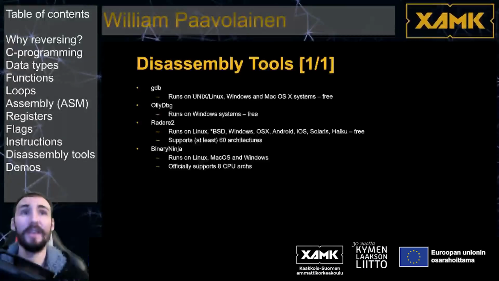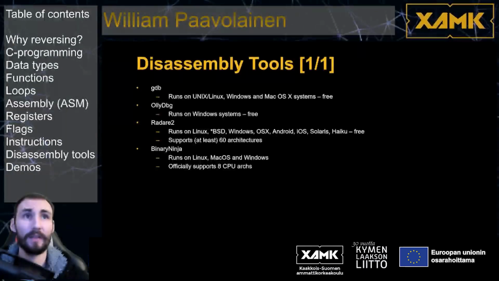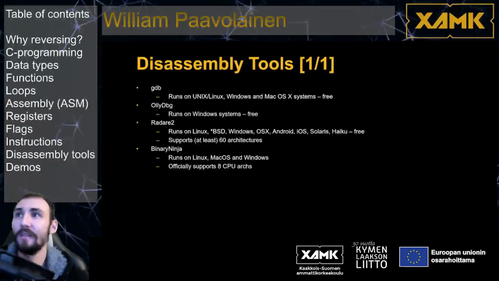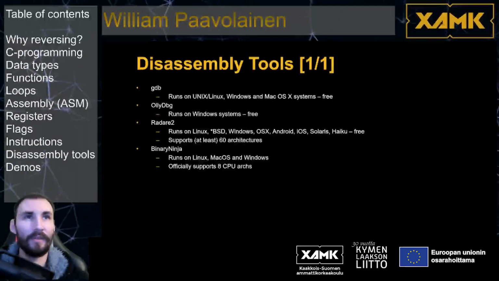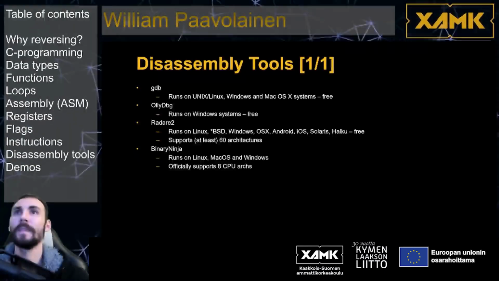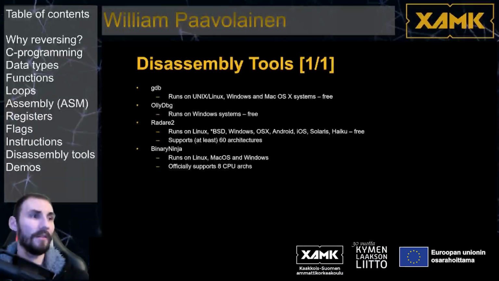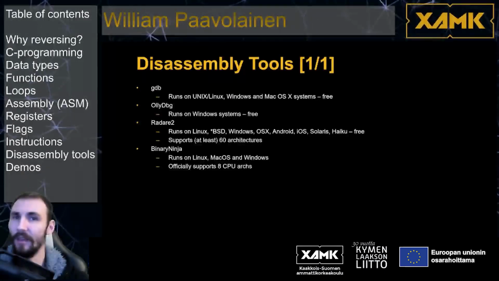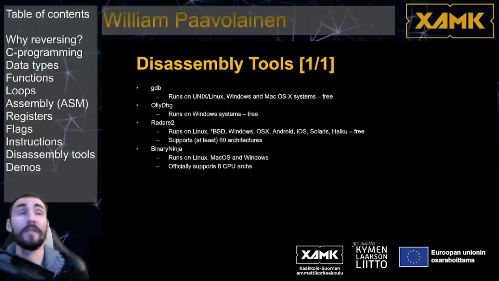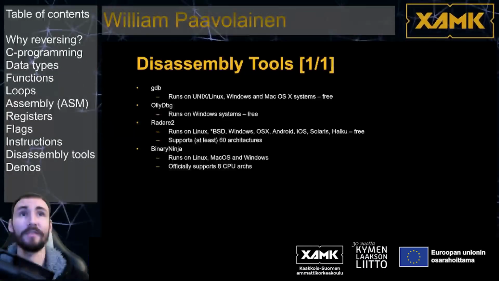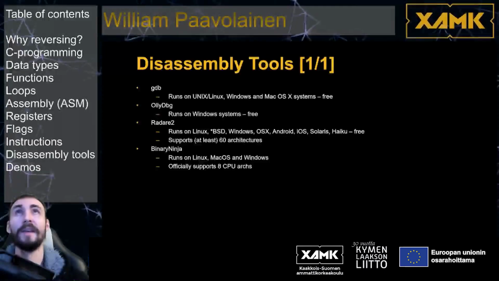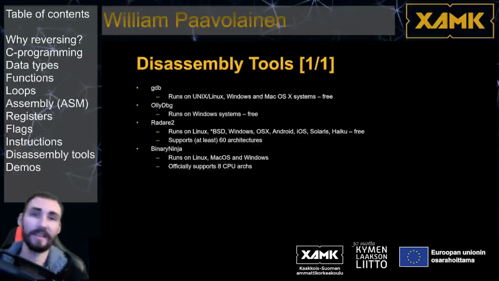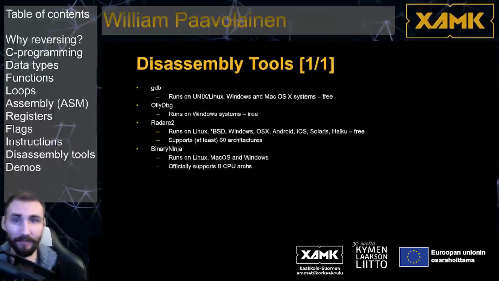Then we have Binary Ninja. It runs on Linux, Mac, and Windows, officially supports 8 CPU architectures, unofficially a bit more, I think like 12 or 13, I believe. I don't have the price here, but I believe it was like $120 for a year or something along those lines. It's not that expensive. It has a nice graphical user interface as well as a decompiler, which tries to decompile the disassembly code back into C code.